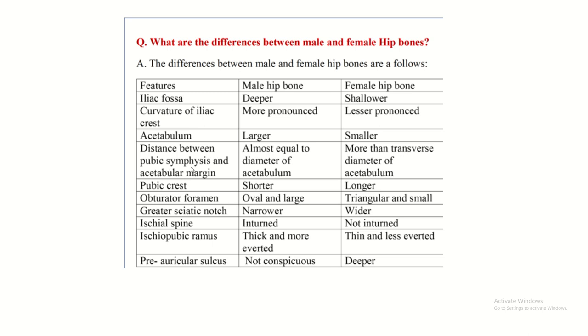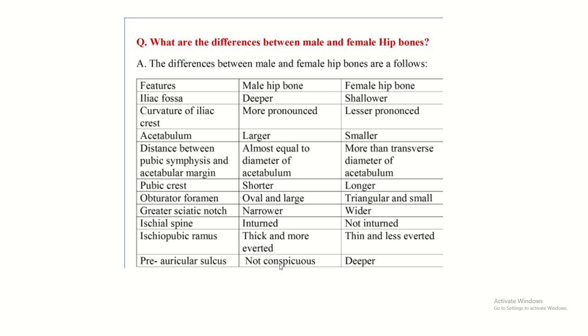The distance between the pubic symphysis and the acetabular margin is almost equal to the diameter of the acetabulum in the male, but more than the transverse diameter of the acetabulum in the female. The pubic crest is shorter in the male but longer in the female. The obturator foramen is oval and large in the male, triangular and small in the female. The subpubic angle is narrow in the male but wider in the female. The ischial spine is inverted in the male, everted in the female. The ischiopubic ramus is thick and more everted in the male, thin and less everted in the female.